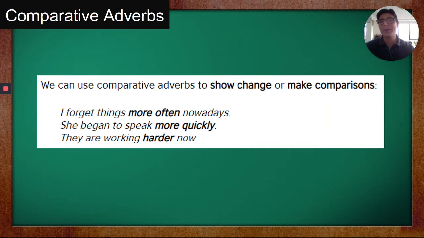Now, here is something that we have already explained in class. We use comparative adverbs to show change or make comparisons. We have more often, more quickly, or harder. I forget things more often nowadays. She began to speak more quickly, and they are working harder right now.